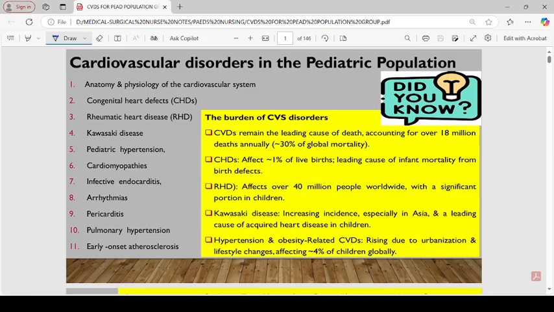My fellow nurses, in this session today, we will cover common congenital and acquired cardiovascular disorders in children, their pathophysiology, clinical presentation, diagnosis, and management. And don't worry, we're going to be throwing in some nursing-friendly mnemonics that are going to help us keep moving. So let's get started.